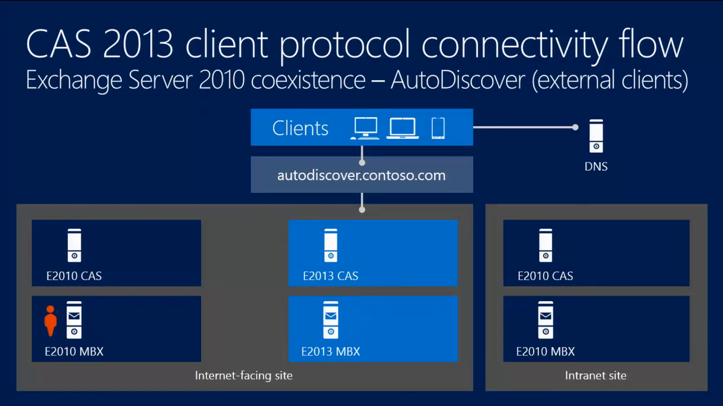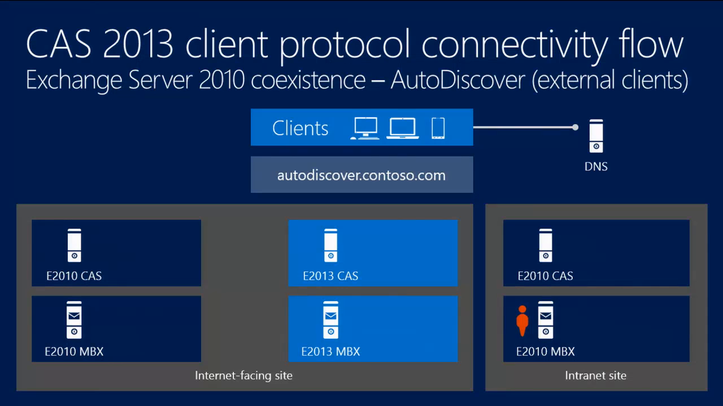So in this case, we've figured out the user's mailbox location. It's in the bottom left, indicated by this little orange pawn down the bottom here. And so in this case, CAS 2013 proxies the connection to CAS 2010, and CAS 2010 actually generates the Auto-Discover XML response, which goes back to the client. CAS 2013 is just the proxy. It doesn't do any work or any other business processing or logic. It proxies the request.